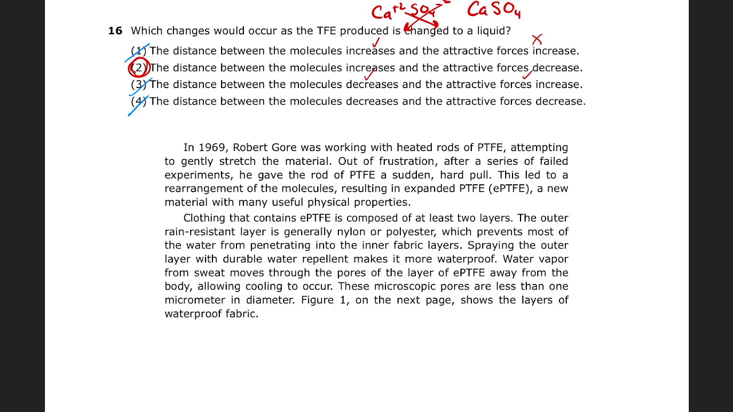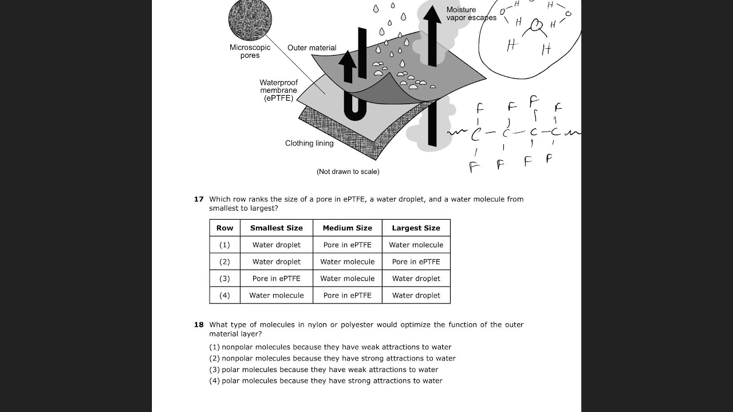Going back to the question, we can find some pretty core information here. It says that water vapor from sweat moves through the pores of the layer of the ePTFE away from the body, allowing it to cool. If water vapor is moving through the pores, we know that water vapor must be smaller than the pores. That would mean that the water molecule has to be the smallest size, because we know that a water molecule is certainly smaller than a water droplet. And the only answer choice that lists water molecules as the smallest size is choice 4. So by default, that's got to be the correct answer.